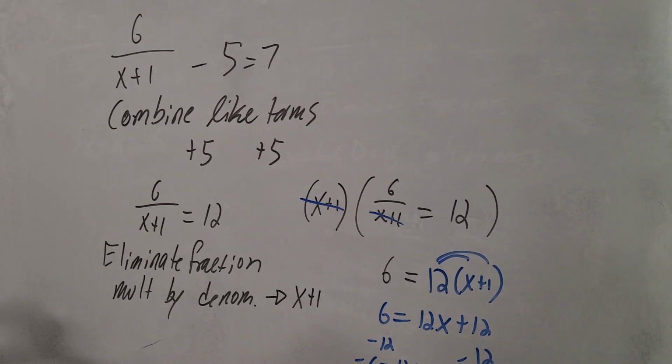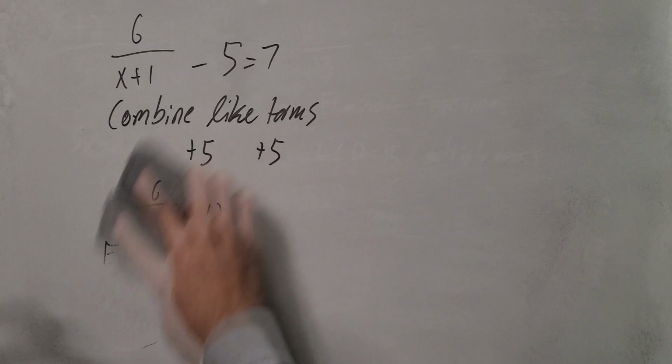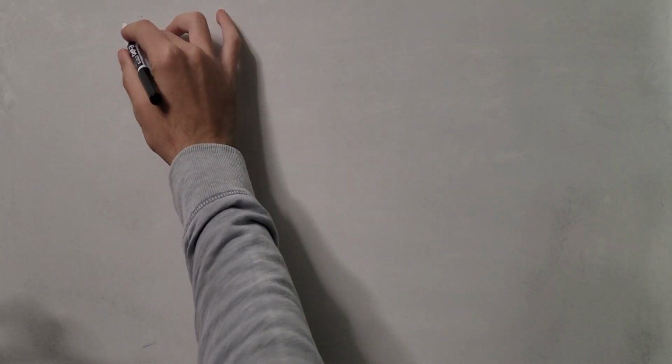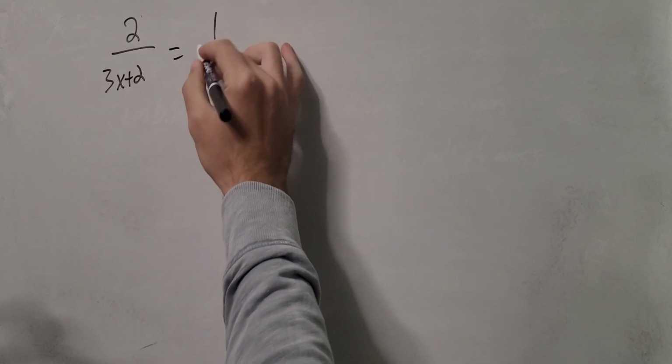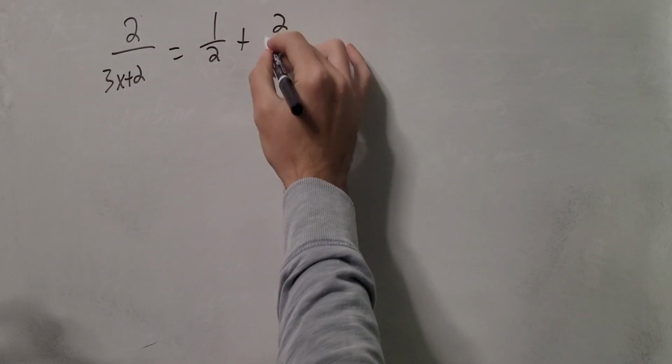Okay. So even if you see a denominator with a variable or multiple variables, multiple terms, don't panic. Just follow the rules that you know and practice that simplification technique that I'm teaching you. It makes life a lot easier. Let's do 2 over 3x plus 2 equals 1/2 plus 2/3.